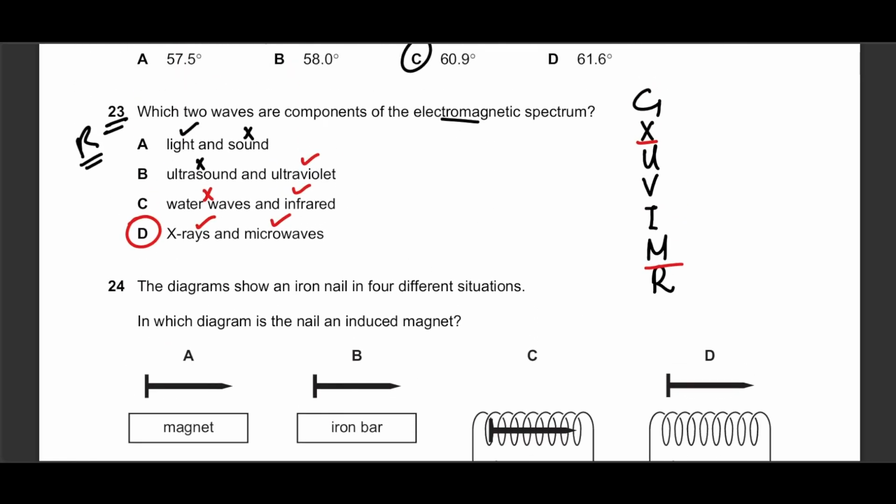And the reason this question is in place, though it may look very easy, is because he knows that you will confuse ultraviolet with ultrasound, and ultrasound is not an electromagnetic wave. It doesn't exist in the spectrum. It's a sound wave. It needs a medium, right?